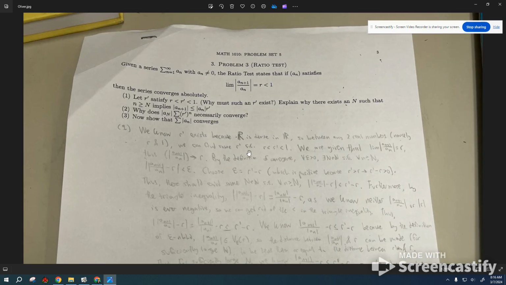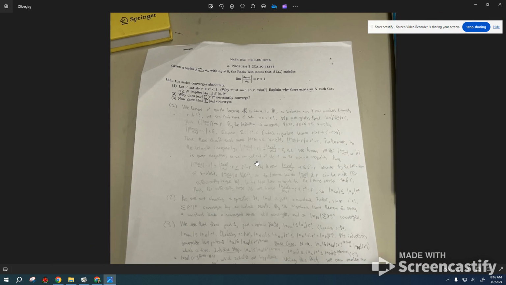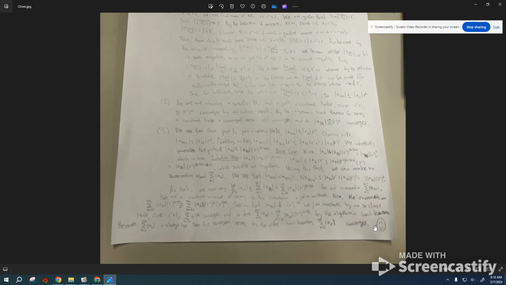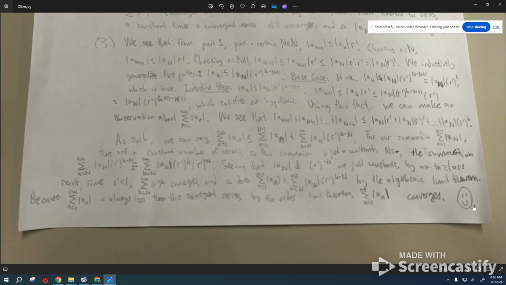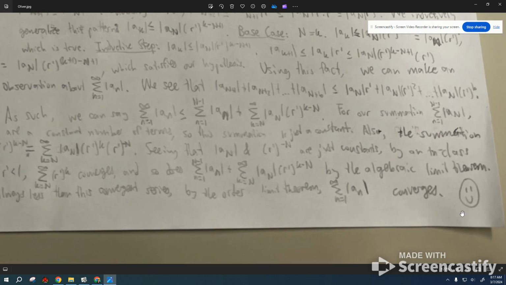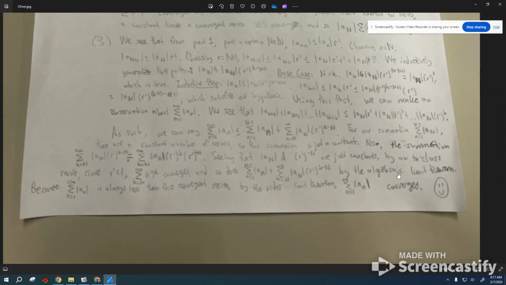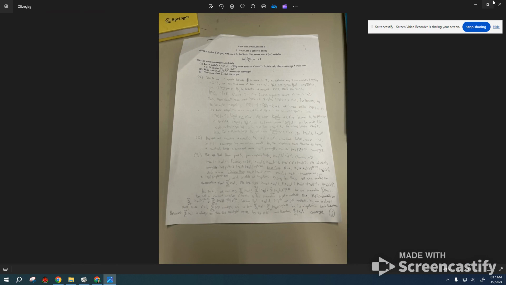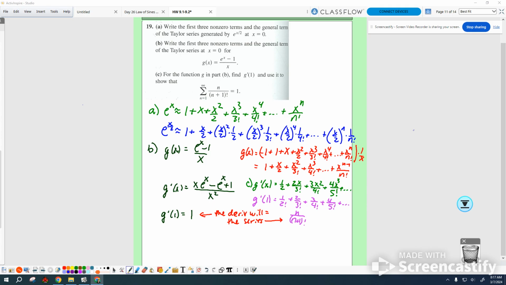Problem set 5. Do these 3 things. Here's my favorite part, the smiley face at the bottom. And he really means it. He's like, yay! Look at me, I did it. That's Brown.